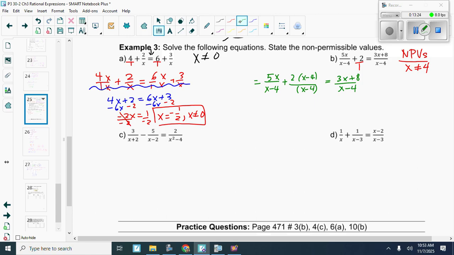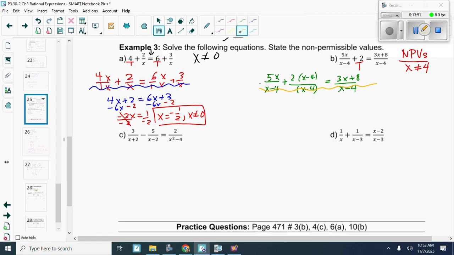Okay. So first step, we check for factoring. Second step, non-permissible values. X cannot equal 4. Third step, common denominator. Everything was common except the 2 didn't have anything, so we had to multiply top and bottom by our common denominator of x minus 4. Once everything has our common denominator, it's done its job.